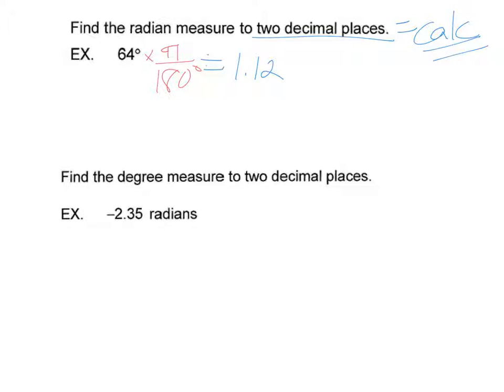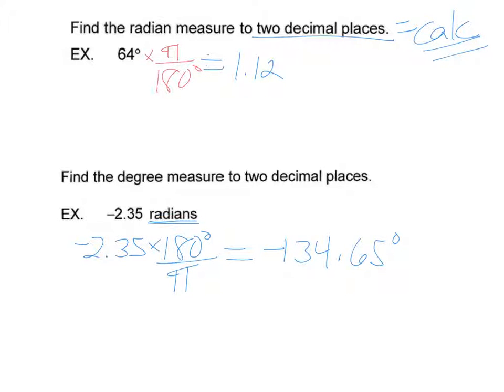Now going the other way around, we're starting with negative 2.35 radians. A lot of times if there's no pi involved, then they'll actually write the word radians so that it's clear that it's not degrees. You don't have to have that, and sometimes they put it, sometimes they don't. So negative 2.35 converted to degrees, we're going to multiply by 180 over pi. So negative 2.35 times 180 divided by pi is negative 134.65 degrees.